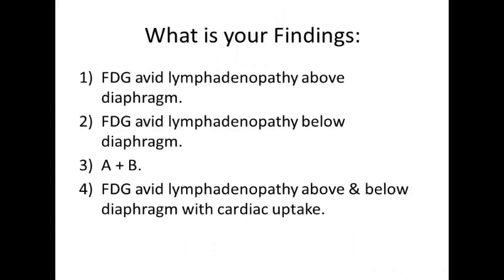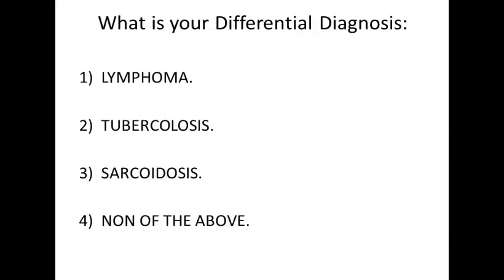So the finding was FDG avid lymphadenopathy above and below diaphragm, along with cardiac uptake. And lymphoma is in the differential, definitely, as well as tuberculosis and sarcoidosis. And in this patient, the diagnosis was sarcoidosis, and it was histopathologically proven. And there was myocardial involvement of the disease.